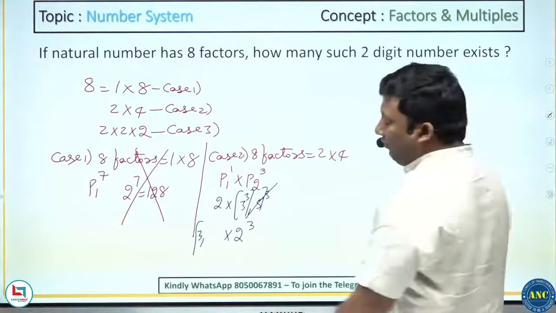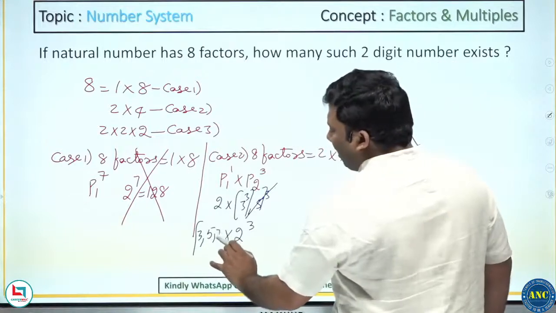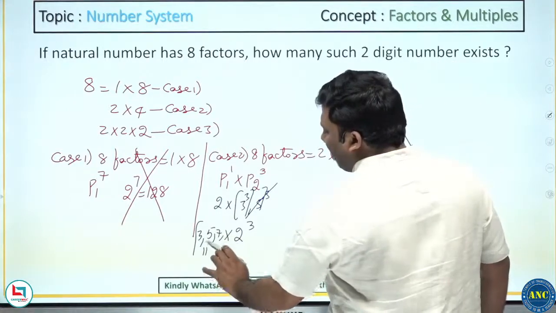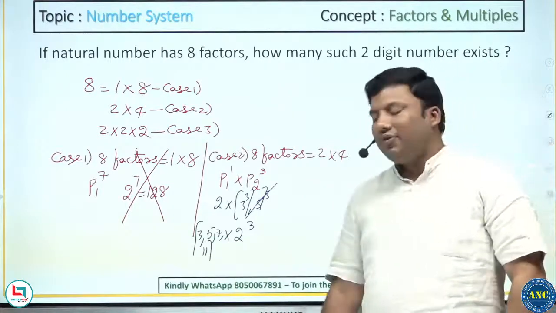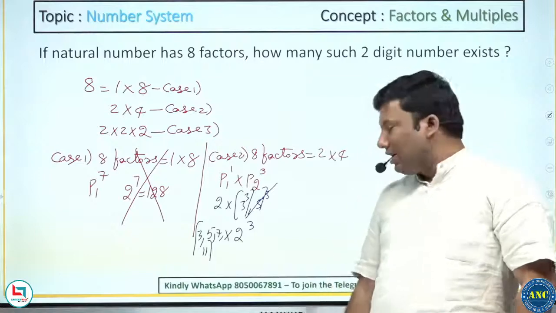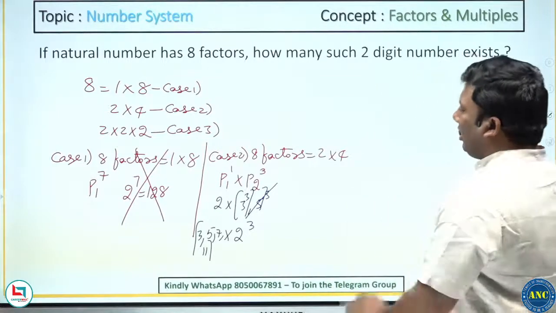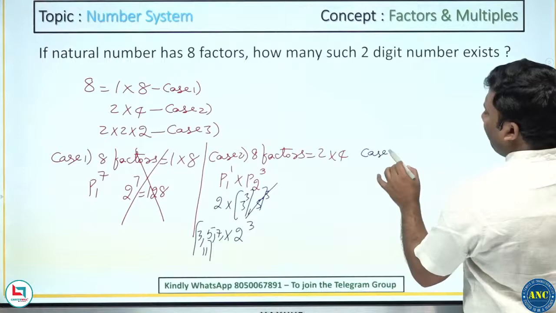8 3s are 24. 8 5s are 40. 8 7s are 56. 8 11s are 88. Case 2 done. Case number 3.